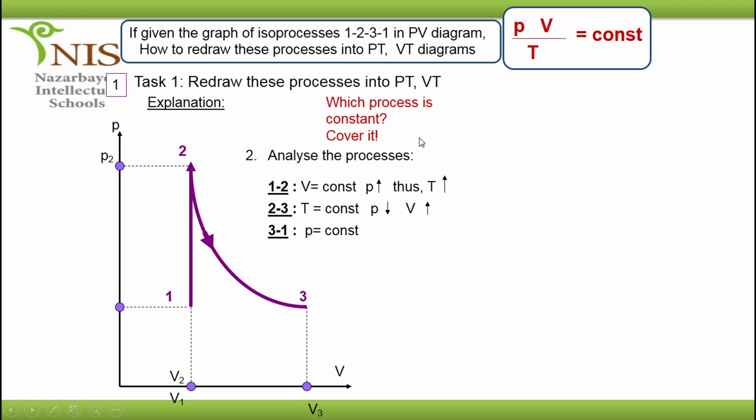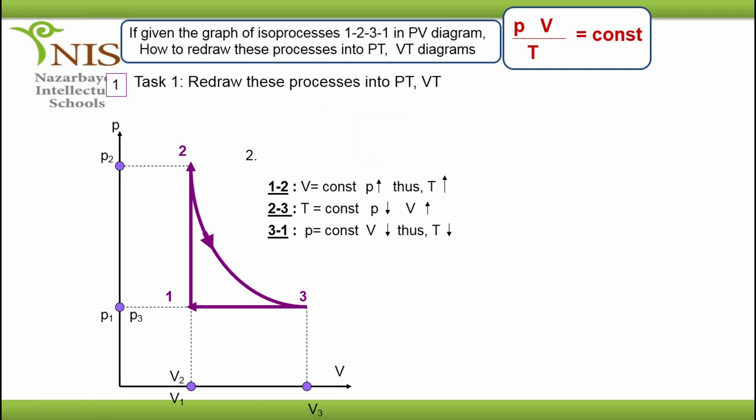Third one, 3 to 1. 3 to 1 is P constant. So if P is constant, V over T is constant. From our graph, V is decreasing. So if V is decreasing, T is also decreasing.